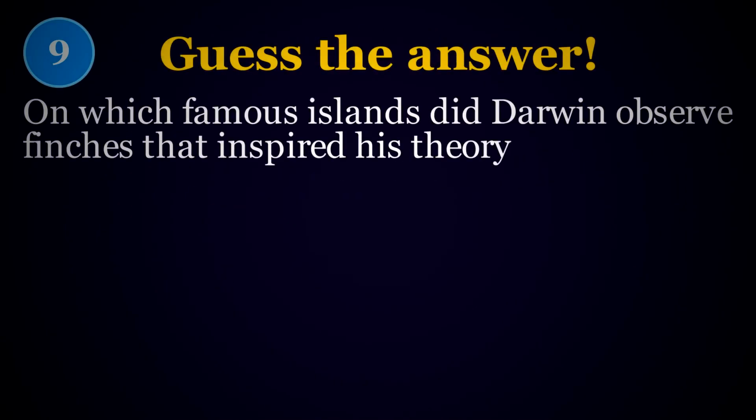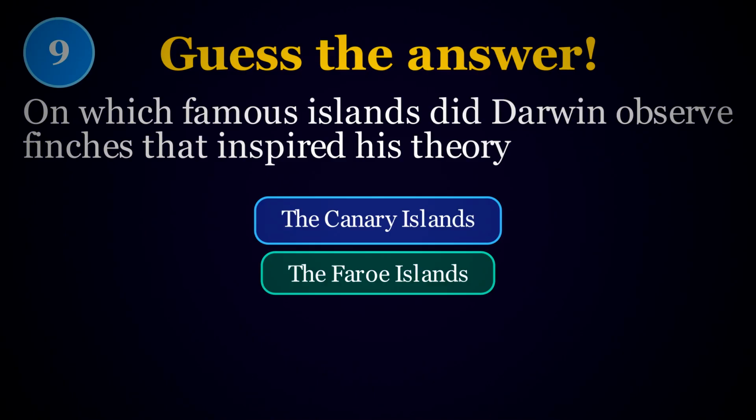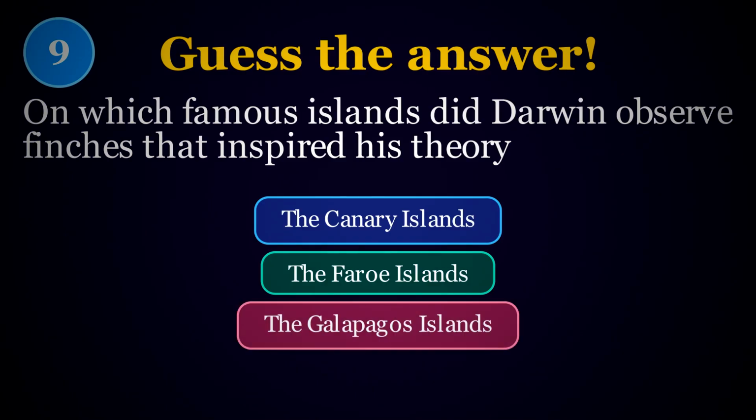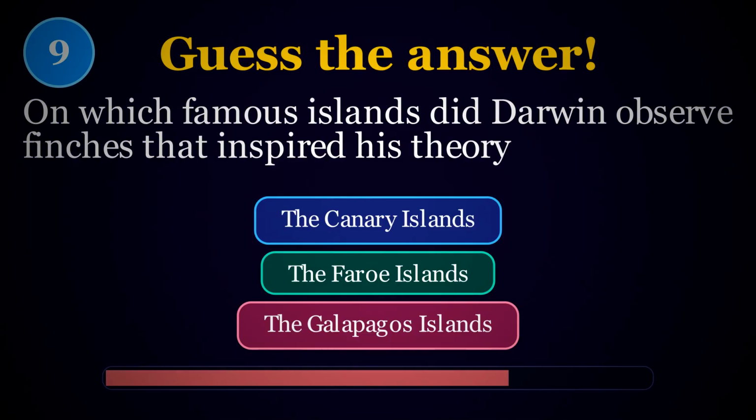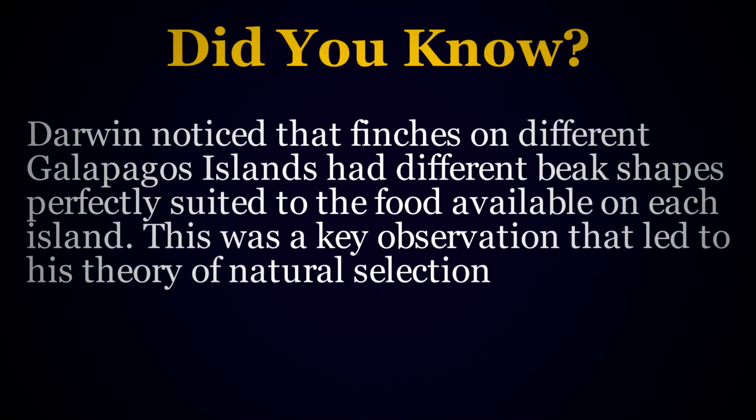On which famous islands did Darwin observe finches that inspired his theory? The Canary Islands, the Faroe Islands, the Galapagos Islands. The correct answer is the Galapagos Islands. Surprising trivia: Darwin noticed that finches on different Galapagos Islands had different beak shapes perfectly suited to the food available on each island. This was a key observation that led to his theory of natural selection.